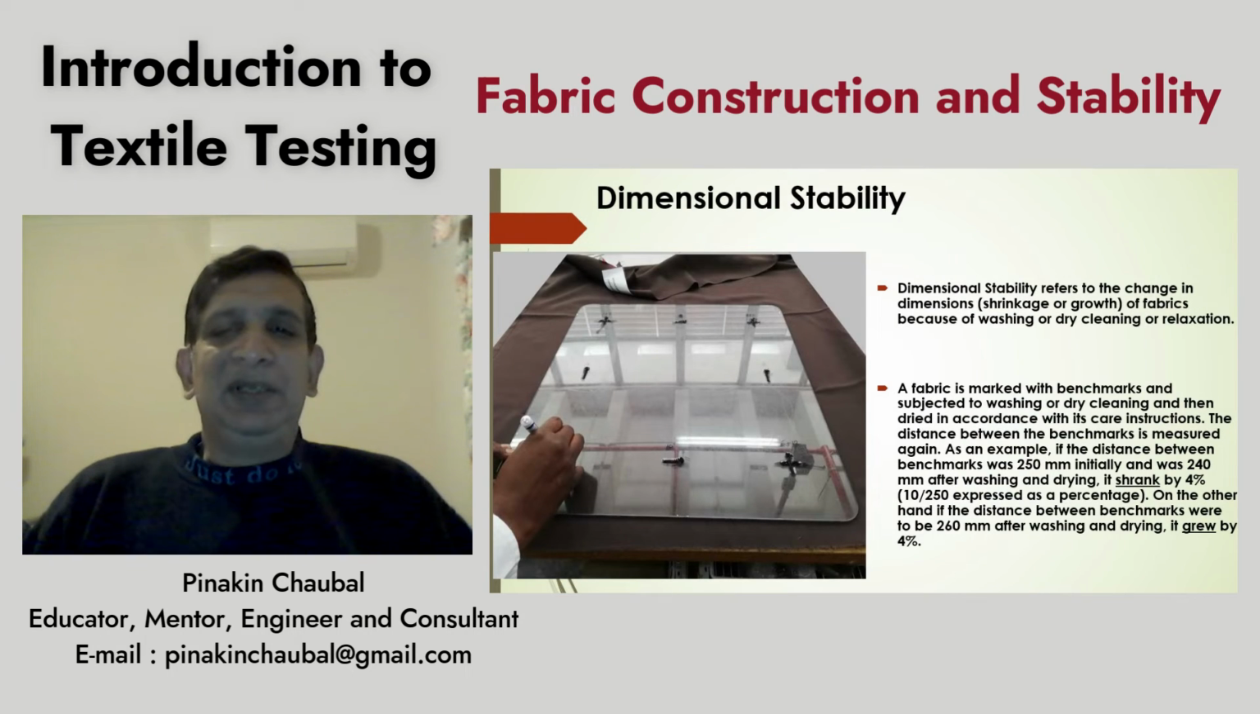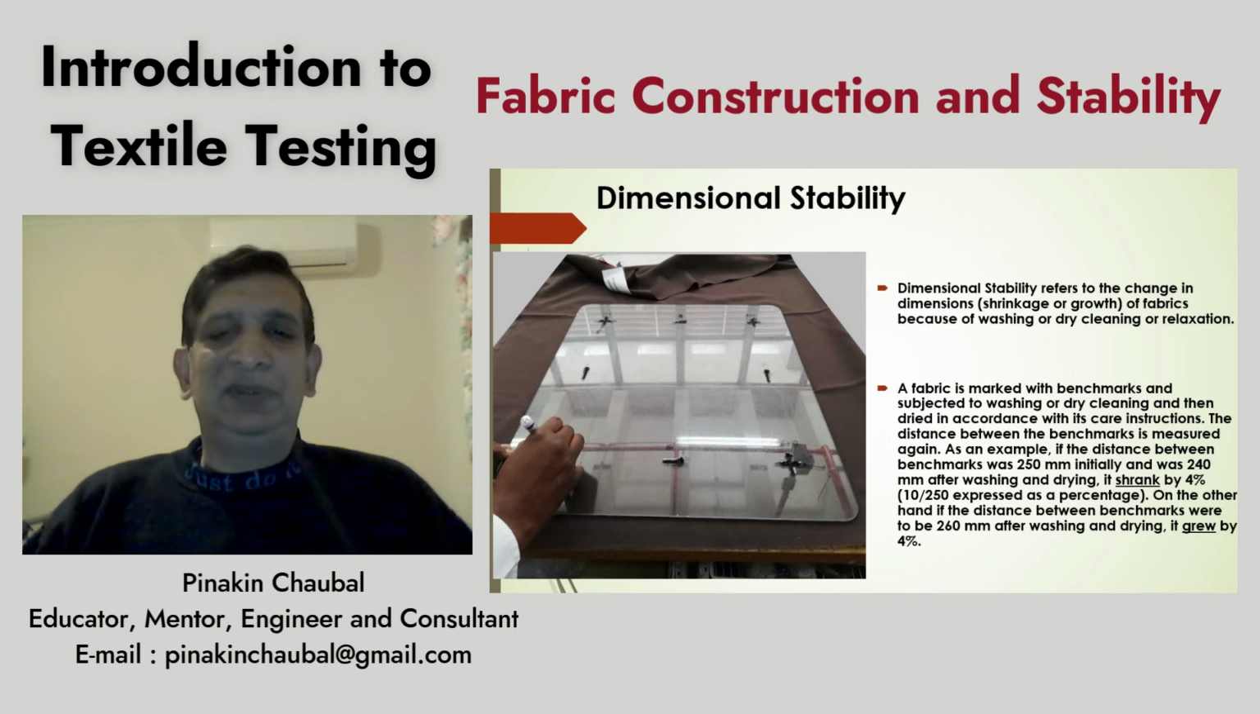Dimensional stability refers to the change in dimensions, shrinkage or growth of fabrics because of washing or dry cleaning or relaxation. A fabric is marked with benchmarks and subjected to washing or dry cleaning and then dried in accordance with its care instructions. The distance between the benchmarks is measured again.